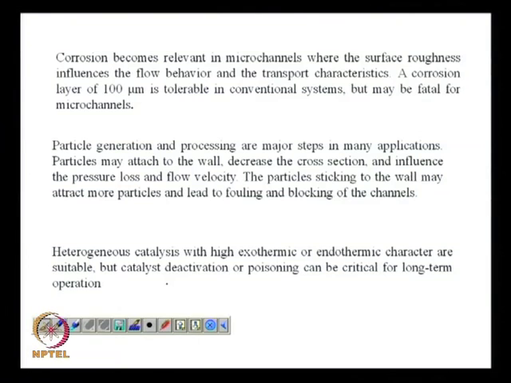So, the effects of corrosion, the effects of particle generation, the effects of particle deposition, which we could be a bit casual about in macro flows, you do not have that liberty in microchannel flows. The places where microchannels are going to be very effective are when I have heterogeneous catalysis with highly exothermic or endothermic reactions. Since you can control the temperature so very well in microchannels, they are the ideal candidates to be used in such cases.